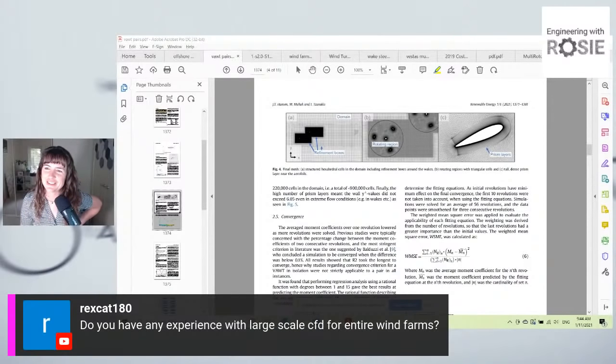Okay, so I'll just do a couple of questions again. Okay, so this one, I kind of talked about that a bit. Rex Cat 180: do I have any experience with large-scale CFD for entire wind farms? I have certainly not done that myself, but I do know people that do that. There's a business actually based out of here in Canberra where I live called Wind Lab, and they do that. And like I showed in that optimization paper, there were a bunch of different research groups involved in that, and all of them are just working on ways to accurately, but not too accurately, model a whole wind turbine's wake to see how to site them the best.